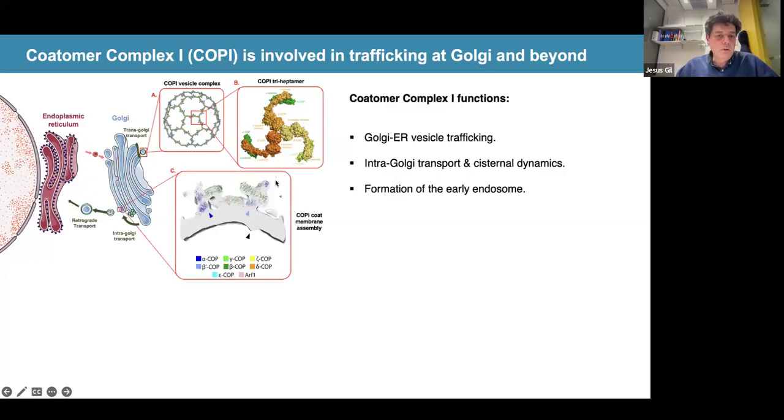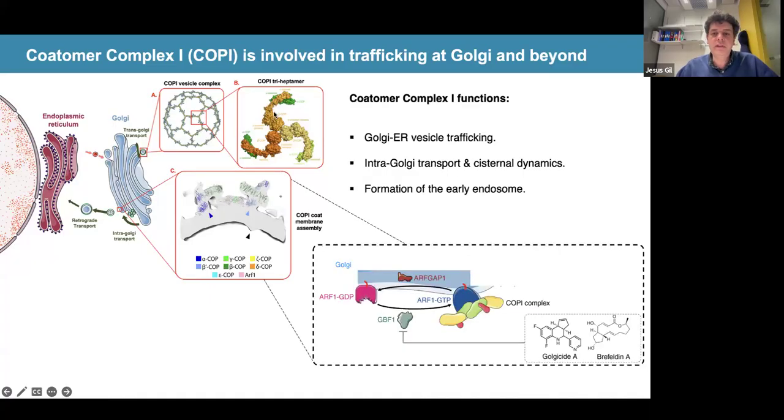And for example, we'll talk about COPI, COPG2, and a few others during this talk. Apart from these structural components, there are also some enzymatic components that regulate the budding of these vesicles. And I'm going to talk about two of those, ARF1 and GBF1.